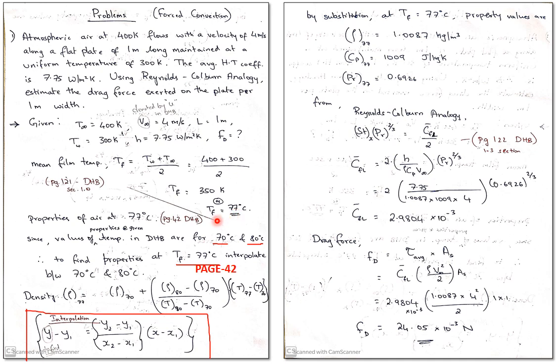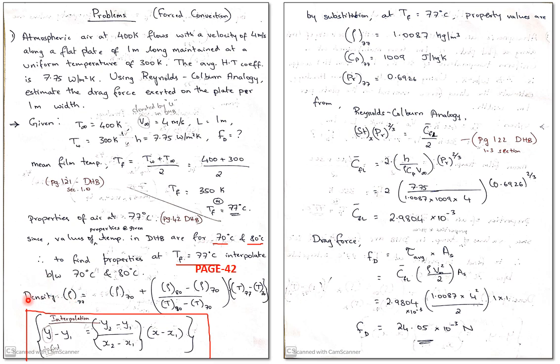Now you have to find the properties of air at 77 degrees Celsius. This is very much important, because if you see in the data handbook, you have values with respect to 70 and 80 only, but you have to find the properties of the fluid at 77 degrees Celsius. So you can use the interpolation method. This is the formula which is related to interpolation.